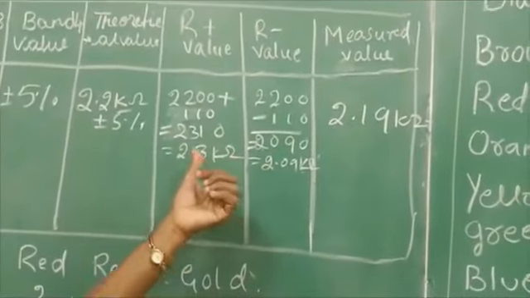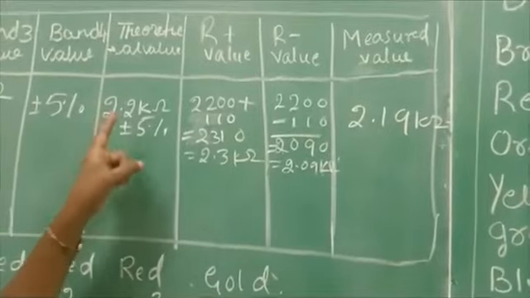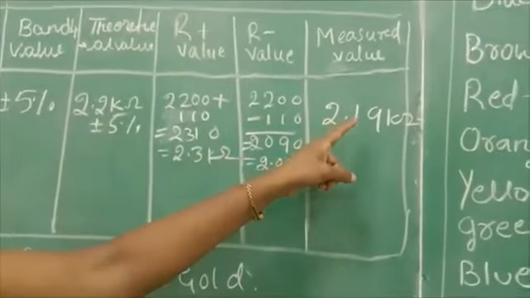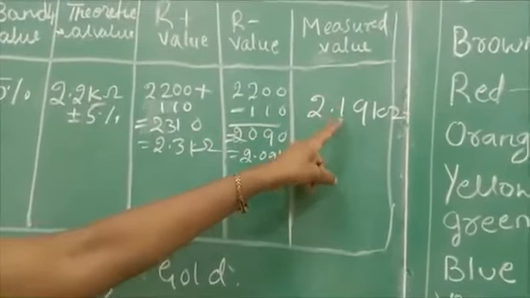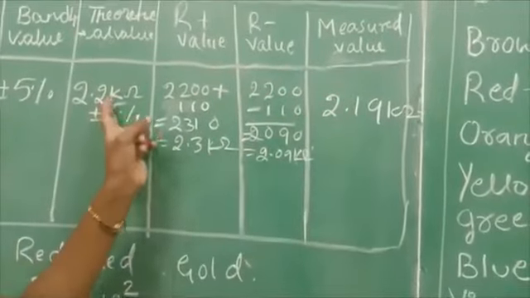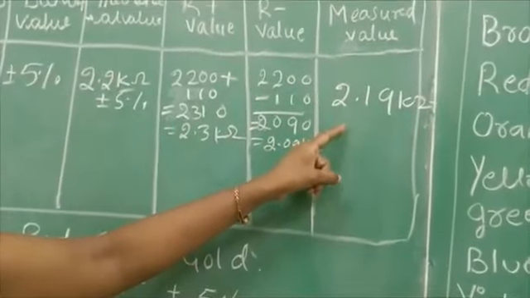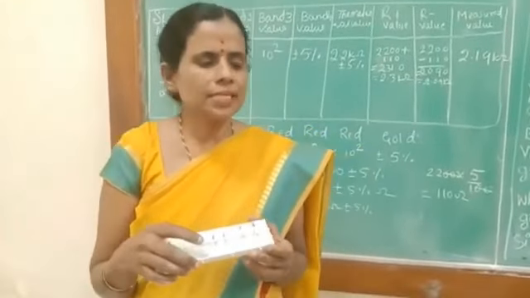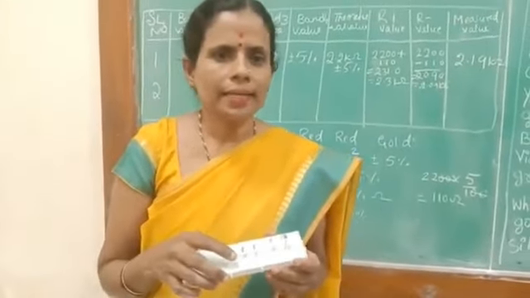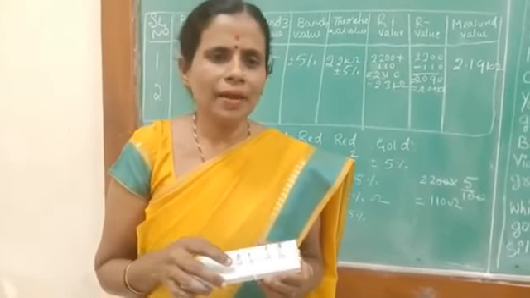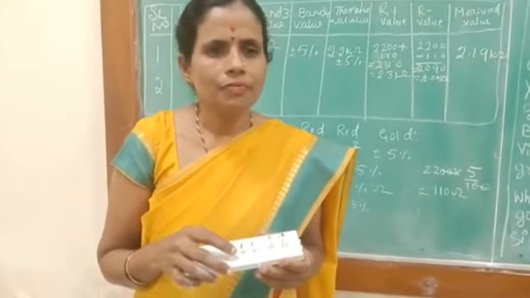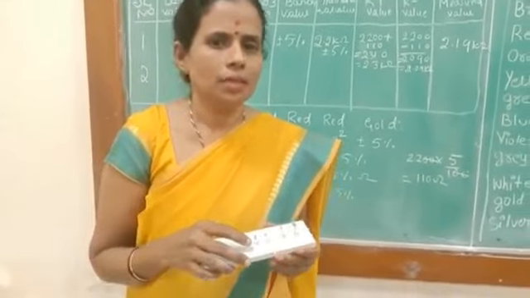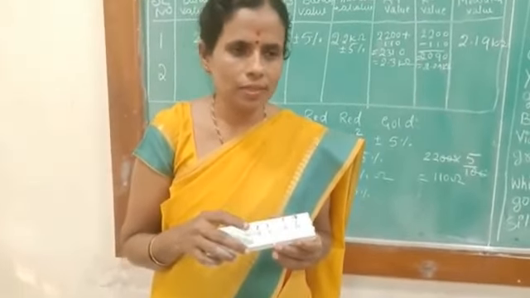So I determined the value of the resistor using the color code method, and we measured the value using the multimeter method, and both are approximately equal. Okay, students. Just now I determined the value of the resistor for the gold tolerance band. The fourth band I considered as a gold band.